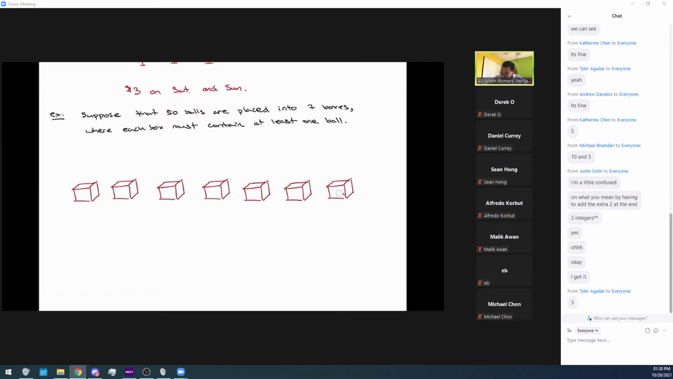Okay, now we have 50 balls. So let's say ball here, ball here, ball here, ball here, and so on. So there's 50 of them. I didn't draw 50 of them, but I'm not going to. Let's draw one more. Where each box must contain at least 1 ball. So here's this one in here, this one in here, and this one in here. So each box contains at least 1 ball.